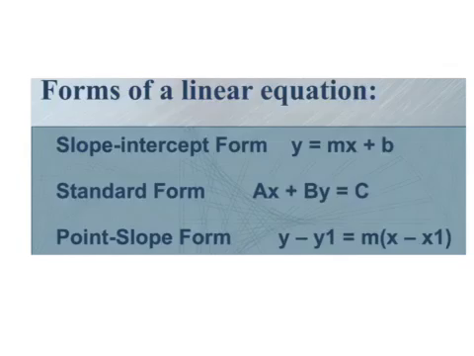The second type is standard form. The equation is ax + by = c. And the final way to write a linear equation is point-slope form: y - y1 = m(x - x1). You decide which form to use based on the information you are given.